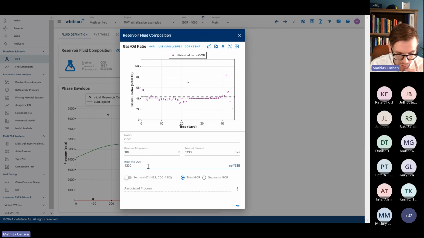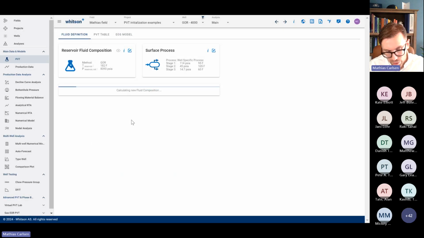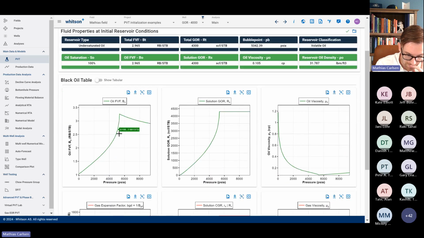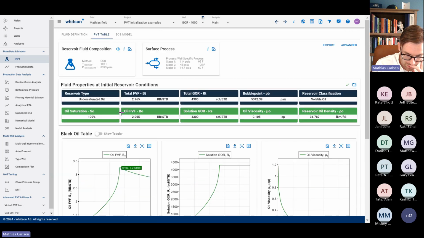Say 4,300, and I'll push that a little bit further to the side. You'll see that it will probably be almost just on top of the phase envelope. Yeah, exactly here. This is almost a critical fluid on top here. So if I use this and went to the PVT table, you'll see that the formation volume factors are almost vertical in the beginning here.